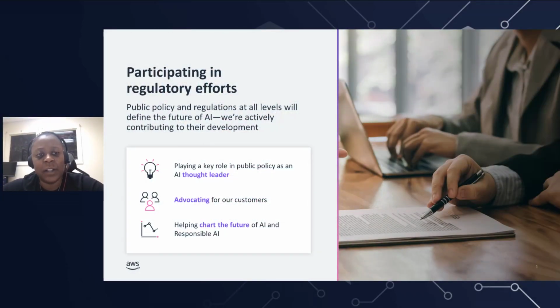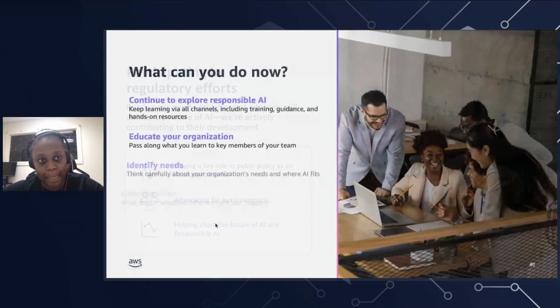And I'll just mention really quickly that participating in regulatory efforts is important. We've seen this happen in the EU, and them jumping ahead and taking initiatives towards creating policy around responsible AI, and we're wanting to see the same thing happen here in the U.S. And public policy and regulations at all levels will define the future of AI, and we're actively working to help shape them as a thought leader, myself even as an advocate or an evangelist, and also helping to chart the future of AI and responsible AI.